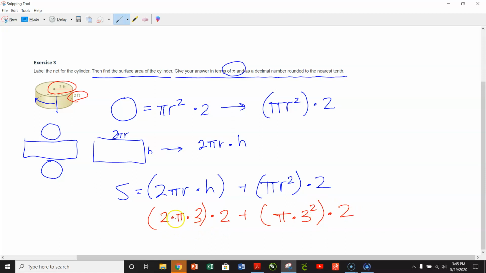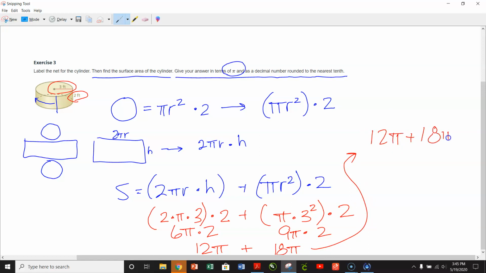Okay, so we're just not going to multiply out pi. So right now we have 6 pi times 2. What does that equal? Well, that equals 12 pi, right? 2 times 6 is 12, so pi stays. And then this is 9 pi times 2, so we have 18 pi. And I'm going to bring that up here. So we have 12 pi plus 18 pi. Together, that's 30 pi. That's one of your answers, right?